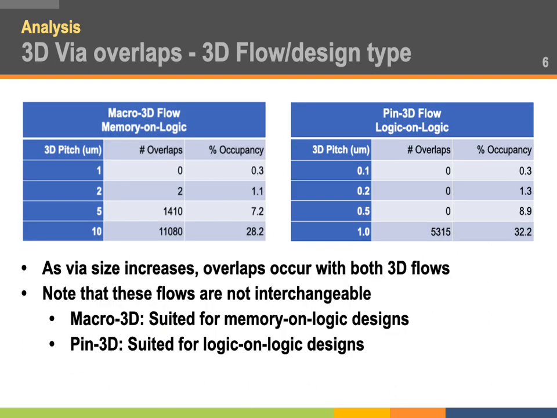In both cases here, memory on logic with Macro 3D and logic on logic with Pin 3D, as we increase the 3D pitch size from the smallest size, for example, memory on logic, it's done with the hybrid bonding. So as we go from 1 micron to 10 micron pitch, the number of overlaps between the vias increases quite a bit. And then similarly for Pin 3D, here Pin 3D is done with the monolithic 3D flow. So the pitch sizes are quite small, with 0.1 micron to 1 micron. And even in its range, when we go to the higher end of its range, we see there is a lot of overlaps between the vias.